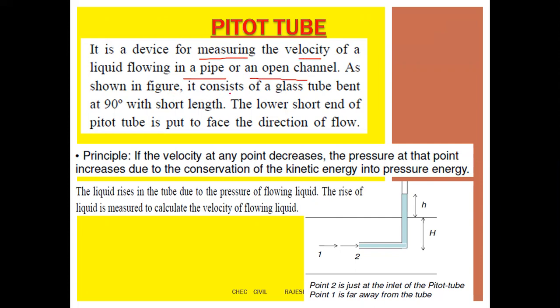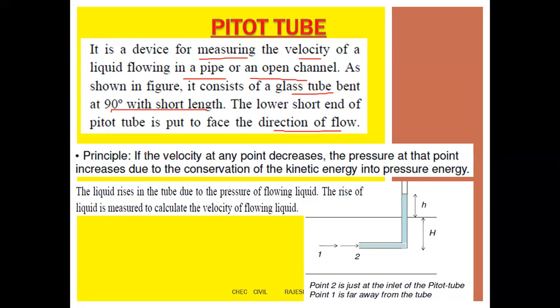As shown in the figure, it consists of a glass tube bent 90 degrees over a short length. See here, this is a glass tube which is bent at 90 degrees, and one end is in the water, the other end is towards the atmosphere. The lower short end of the Pitot tube is fitted facing the direction of the flow.